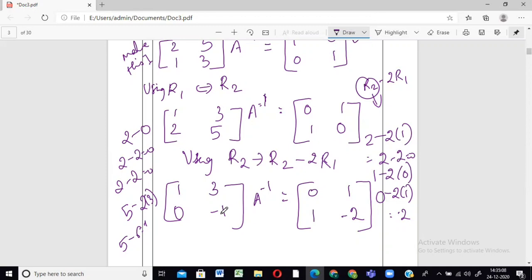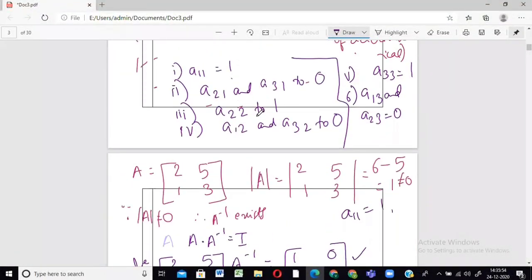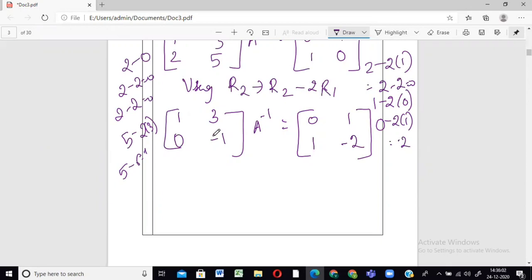Okay. So after this, what we are going to do is make this one. Now the change is, one second. Okay. Alright. So A22, you have to make it 1. A22 is the second row, second column element, which you have to make 1.